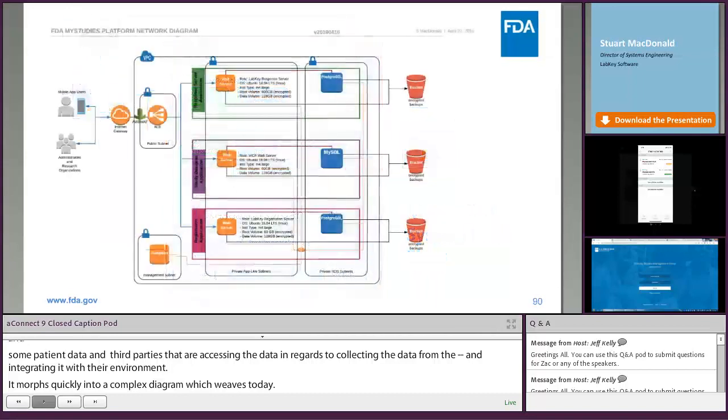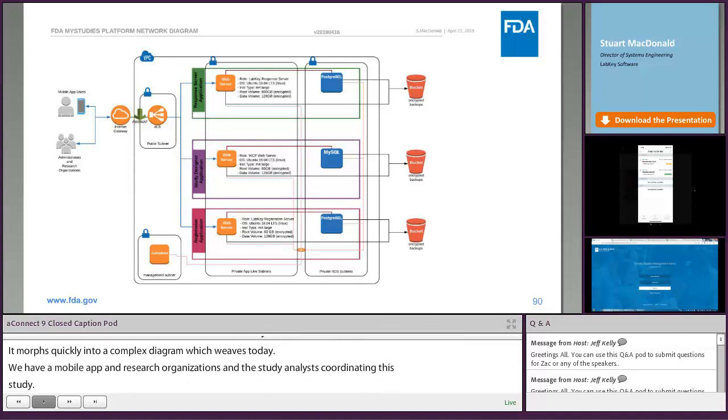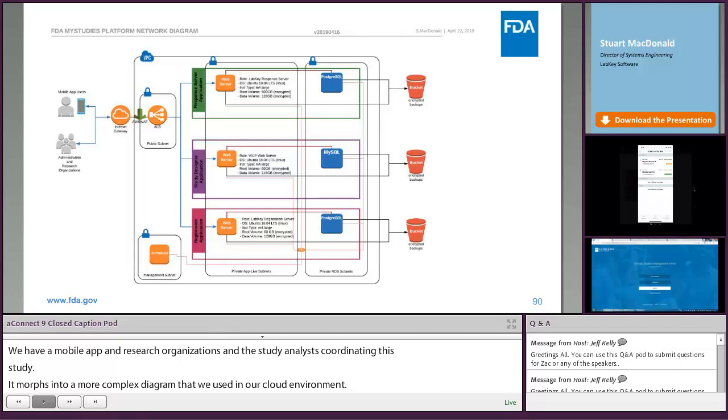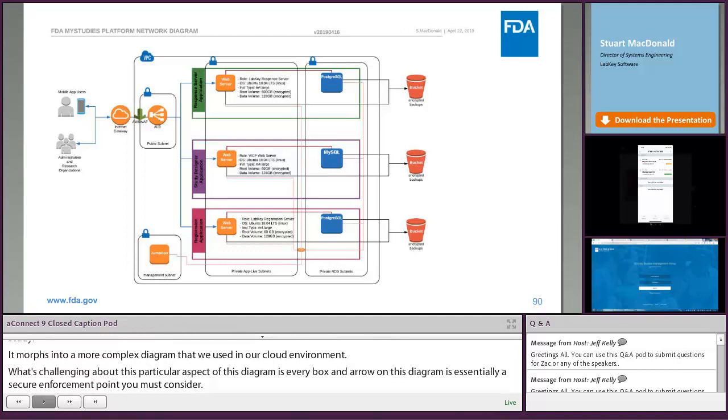And then that morphs into a more complex diagram, which is the diagram that we use to deploy in our cloud environment. And what's challenging about this particular diagram is that every box and arrow on it is essentially a security enforcement point that you must consider. So how do you address that? How do you address the compliance Death Star? As well as, now that you've got your application, what do I need to consider? And how do I get there?